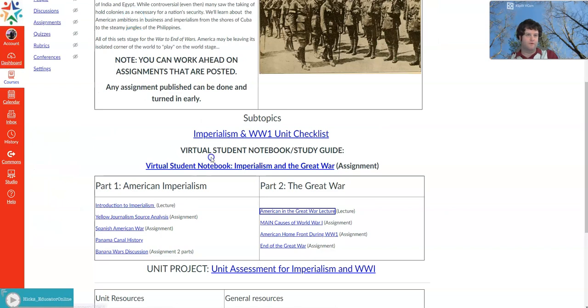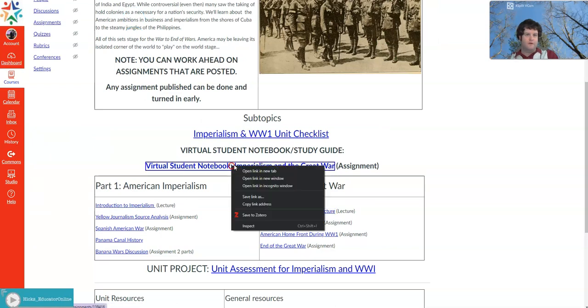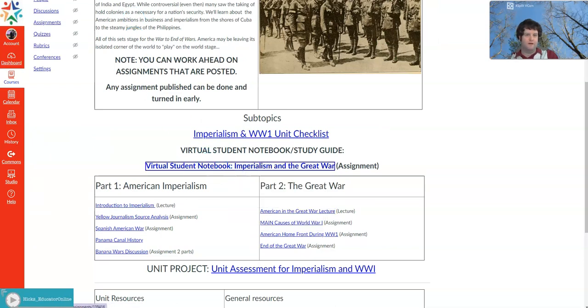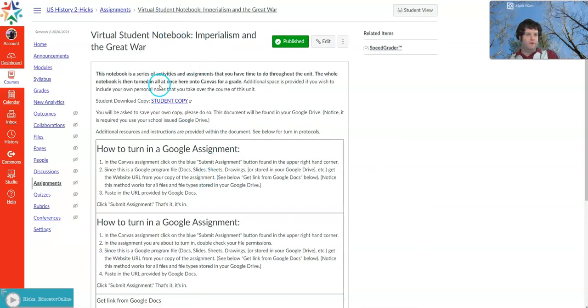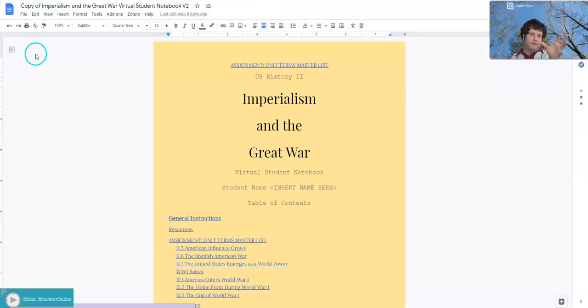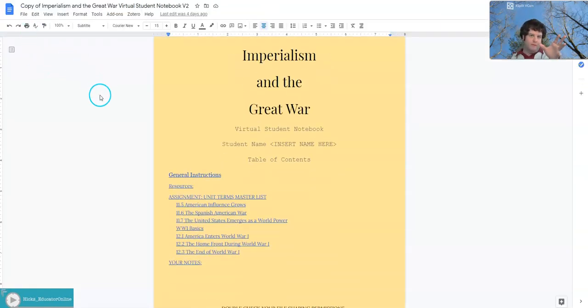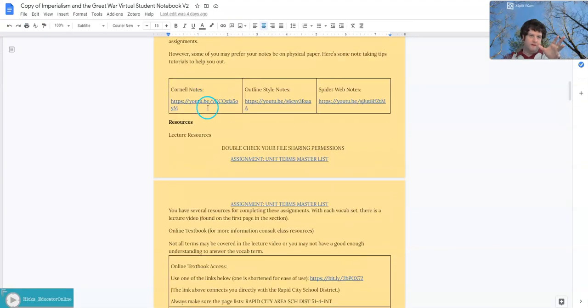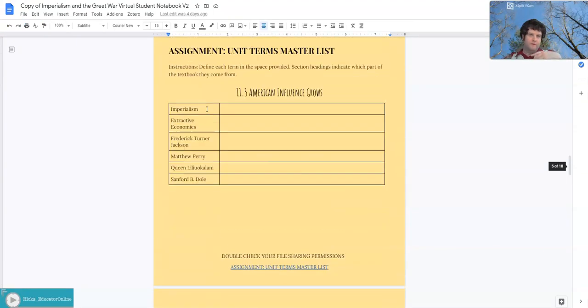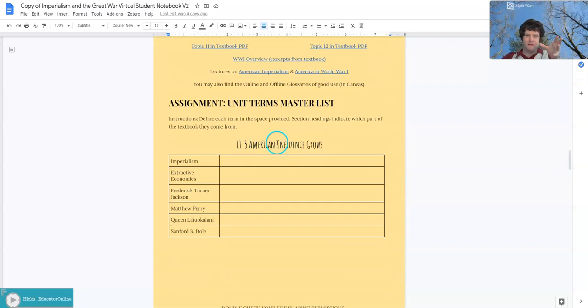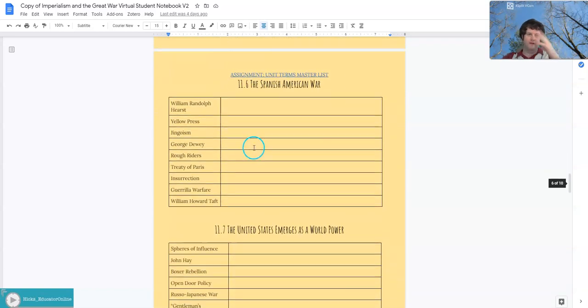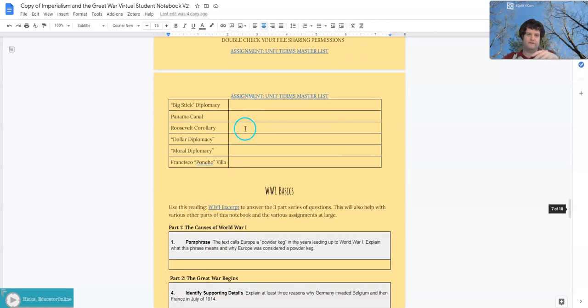They'll help with the virtual student notebook, which is pictured here. The virtual student notebook, you guys know the drill. It's a thing you'll fill in. It's very vocab heavy because we're covering a lot of sections in the textbook. Looking at the notebook here, you can see the sections scrolling through. We've got a lot of key terms. They match up to sections in the textbook, 11.5, 11.6, 11.7.